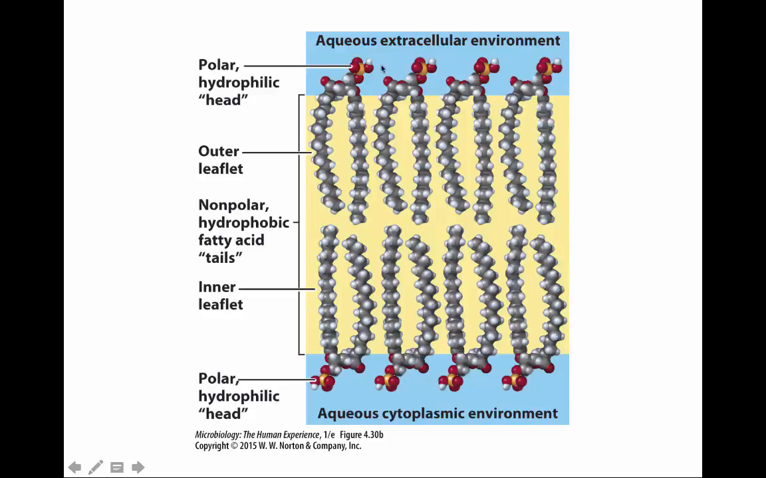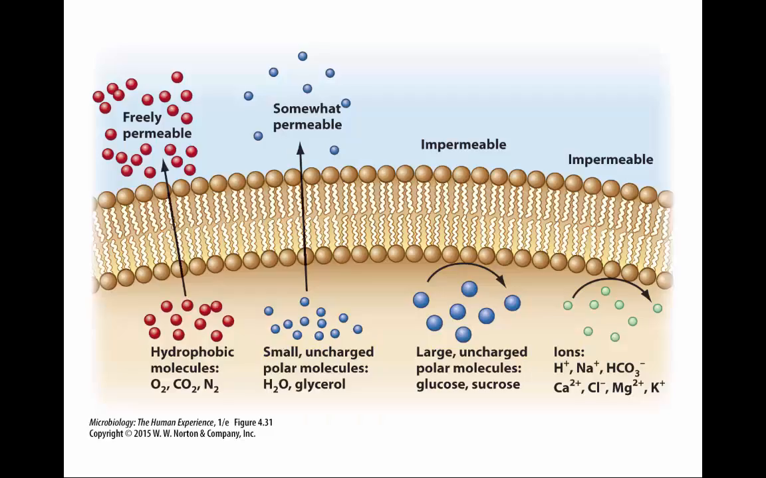So we have this polar aqueous extracellular environment, we have this polar aqueous cytoplasmic environment, and in between we have this nonpolar barrier. So this is an example of how the structure, with both nonpolar and polar regions, helps it make a really effective barrier with a very watery world, both inside the cell and outside of the cell. Okay, so how do things move through the membranes?